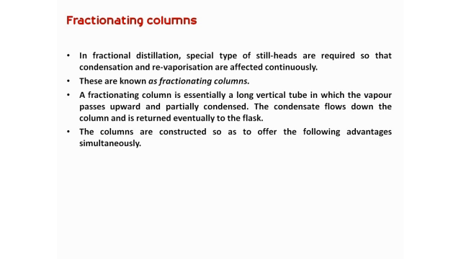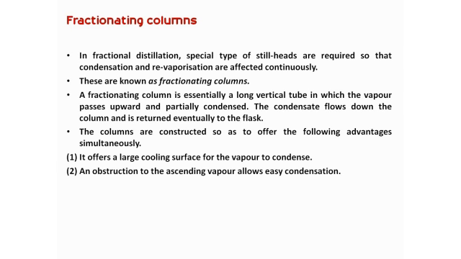So the columns are constructed with the following specifications to give the advantages. So what are the advantages? Number one, these columns offer a large cooling surface for the vapor to condense. The second advantage is that an obstruction to the ascending vapor allows easy condensation. Now the vapors will ascend from the steel or the flask. Thus an obstruction to the ascending vapors allows easy condensation.